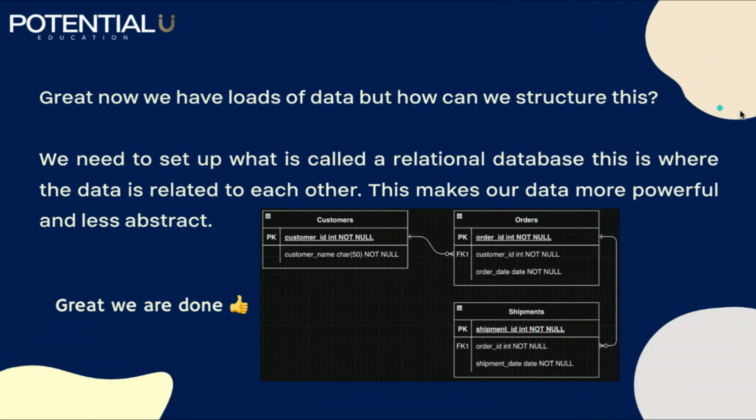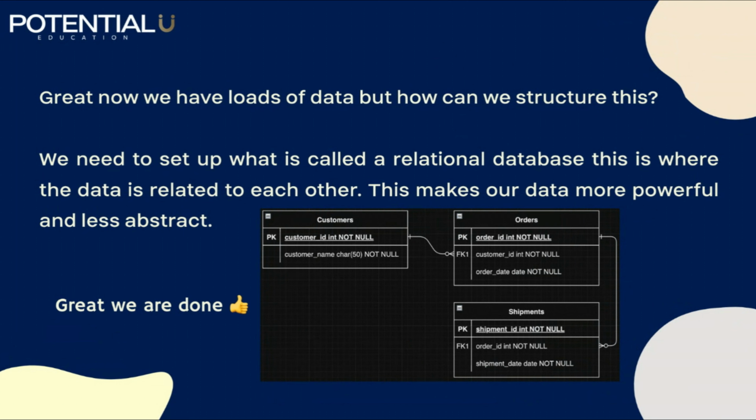Now we have loads of data, but how can we structure this? We need to set up what is called a relational database. This is where the data is related to each other, and it makes our data more powerful and less abstract. So here you can see a relational database, and that's great. We're done. Oh, amazing. How does a relational database actually organize data?